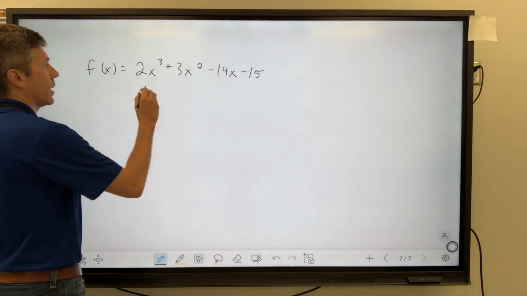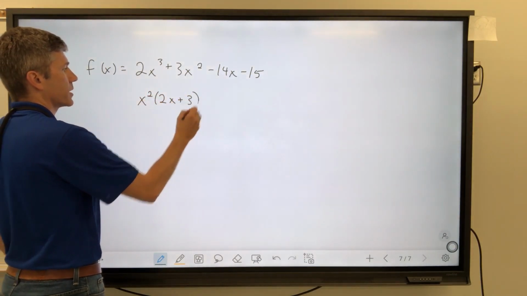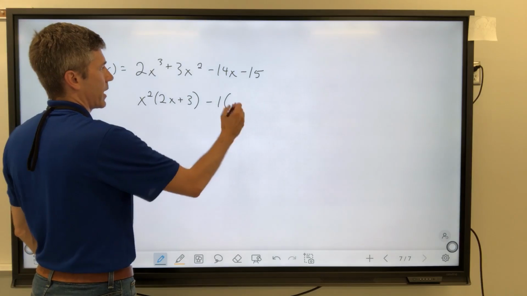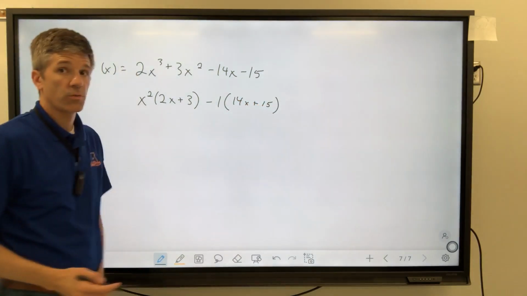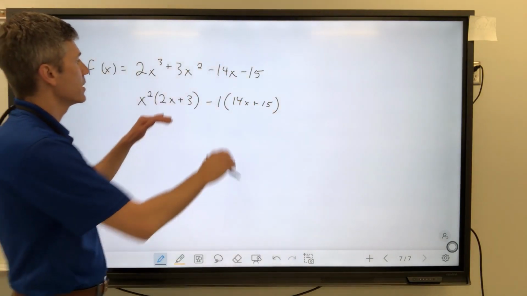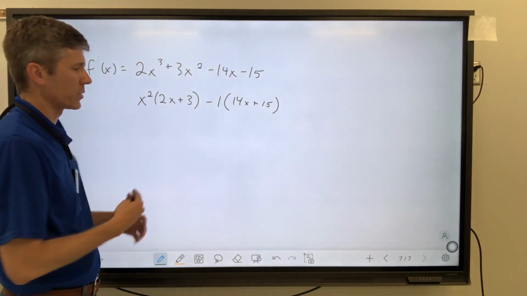So we're going to have, let's see, x squared factors out of the first 2 terms: 2x plus 3 here, and negative 1. We'll factor that out, and that gives me 14x plus 15. And I am very tempted to continue factoring by grouping, but I can't, because these two sets of parentheses are not equivalent. So I've done all I really can do.